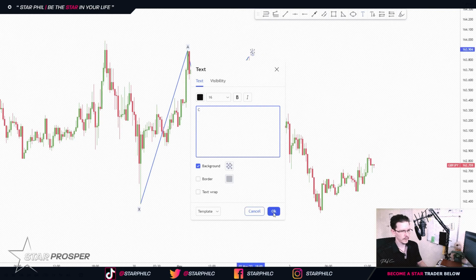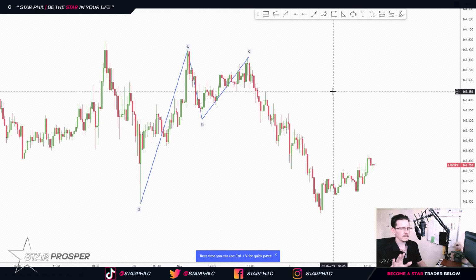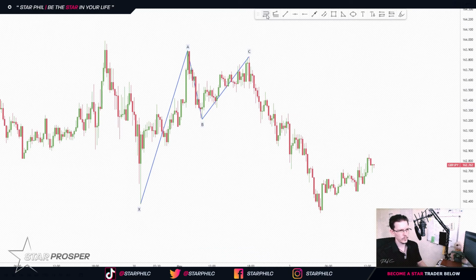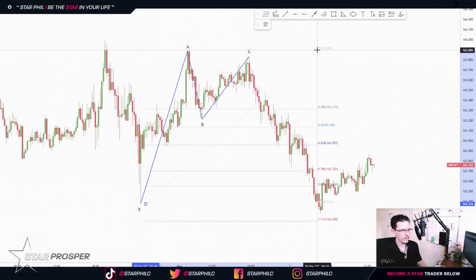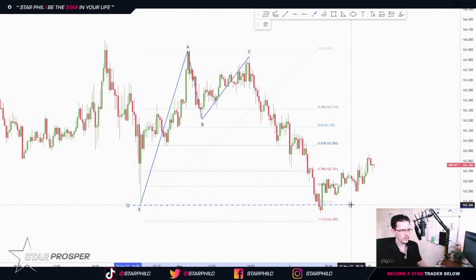Text tool, and this is our C point right here. And then the last condition met was a Fibonacci retracement tool, swing low to swing high. Now why did I say it was? Because as we get a move down to this point right here, this is no longer valid anymore, right? Because price action closed below the X point. Now it turns into an alt, potential alt.